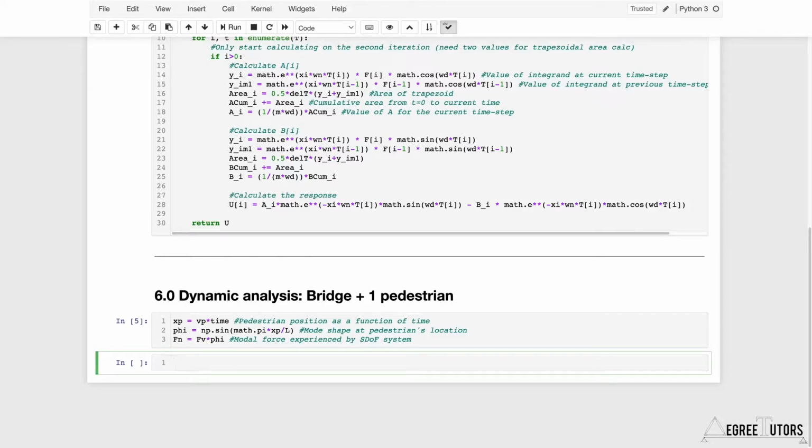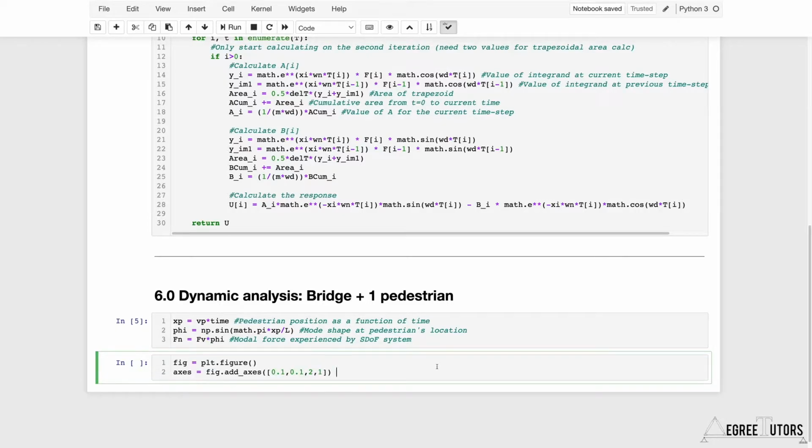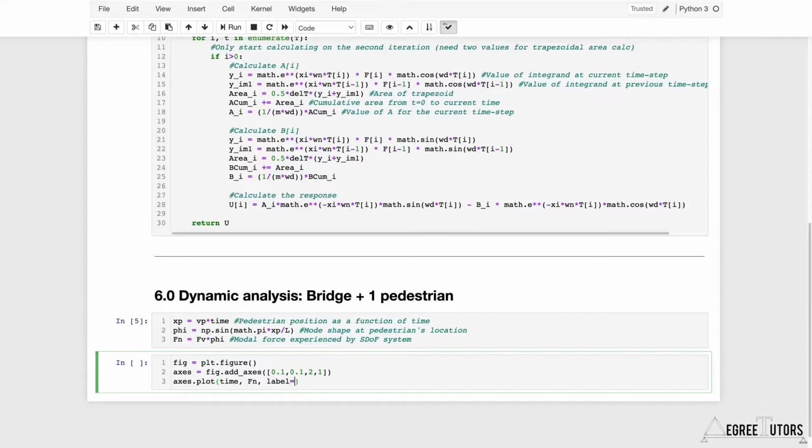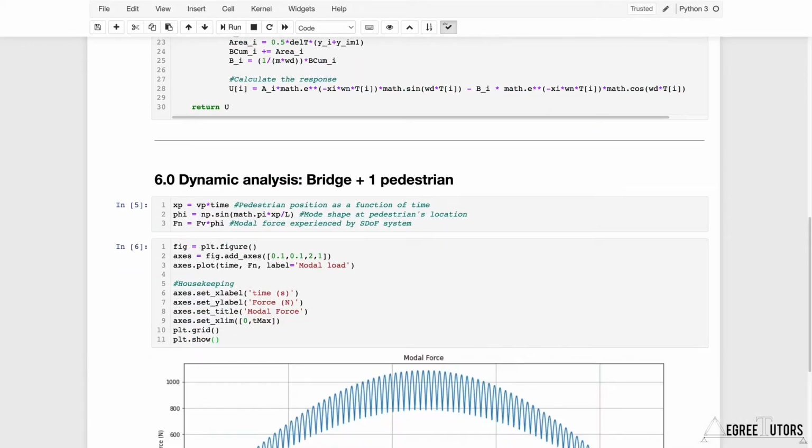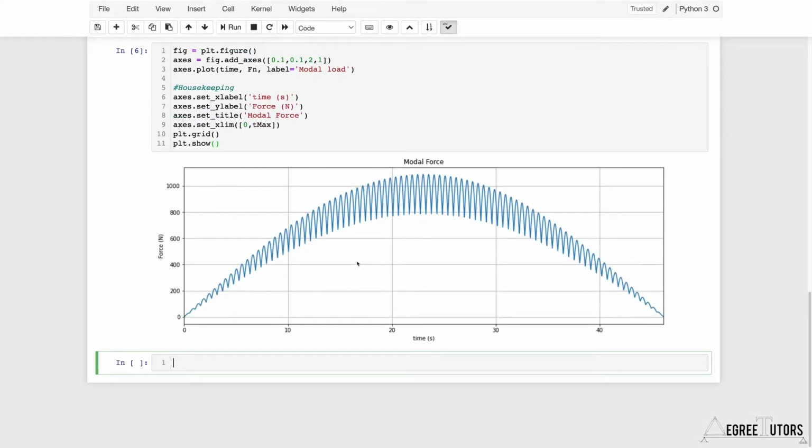Now before we go ahead and apply that to our single degree of freedom system, let's just visualize it, let's just see what it looks like. So we'll define a figure and a set of axes and then we'll just plot that force against time. And we'll just say the label is modal load. And we'll bring in our usual housekeeping. Okay, so let's run that and see what we have. Okay, excellent. So what are we looking at here?